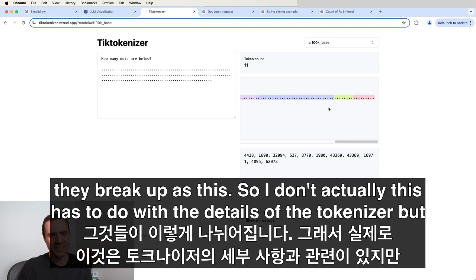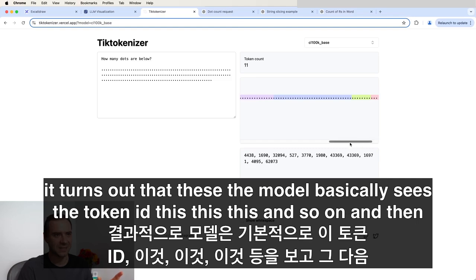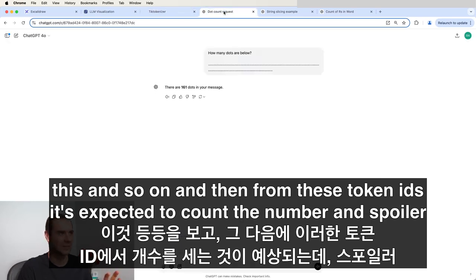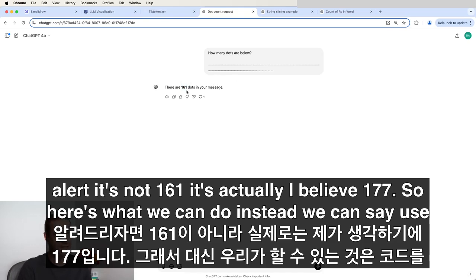I don't actually know, this has to do with the details of the tokenizer, but it turns out that the model basically sees the token IDs. And then from these token IDs, it's expected to count the number. And spoiler alert, it's not 161. It's actually, I believe, 177.